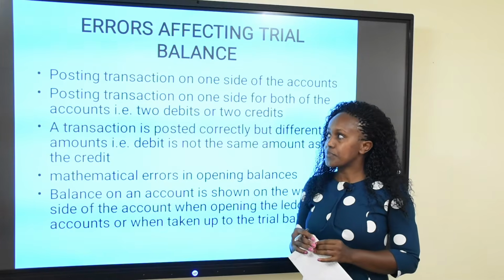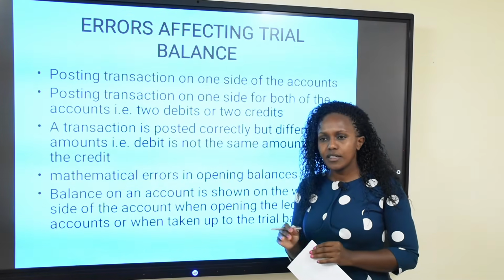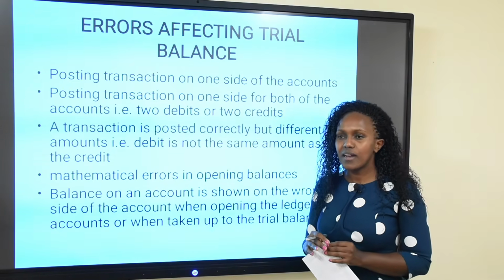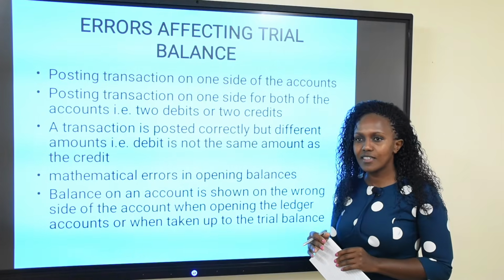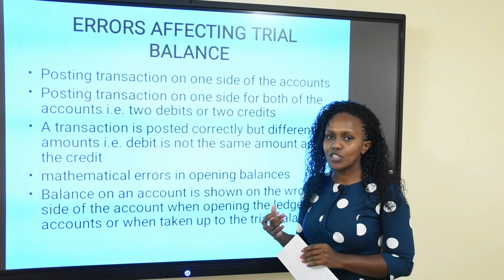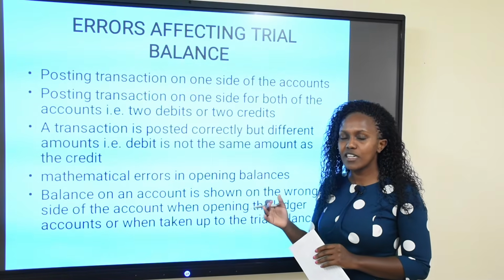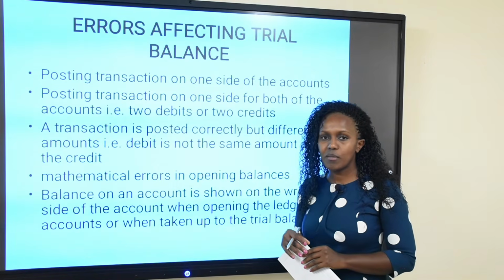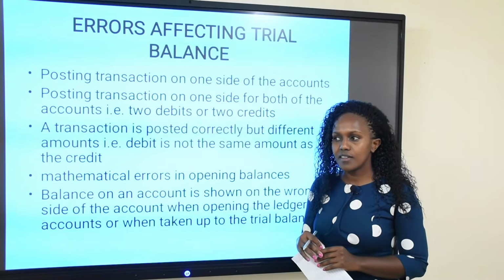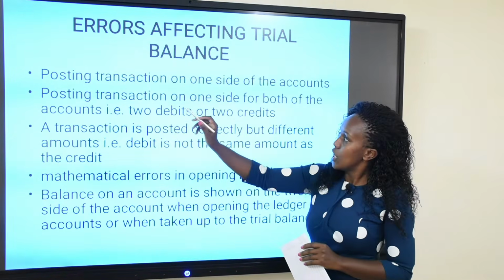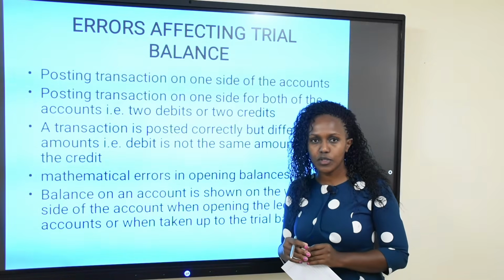Now, to begin with, the errors that affect the trial balance mean that the trial balance does not agree. The debit and the credit in the trial balance are not equal. So here, by just simply looking at the totals in the trial balance, you're able to notice there is an error. These errors relate to, number 1, postings of transactions on one side of the account.